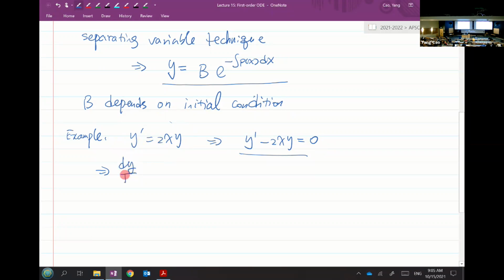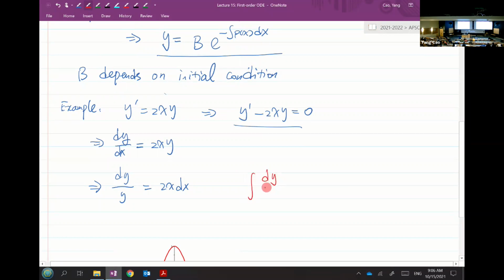So this is dy over dx. This is 2xy. Then you put all the y together, and you put the x together. When you put the x and y together, of course, we never put this dy or dx in the denominator, because you're going to have to integrate, right? Then we integrate both sides of the equation. And that's a very simple integration. So you get ln absolute y equal to x squared plus constant c.